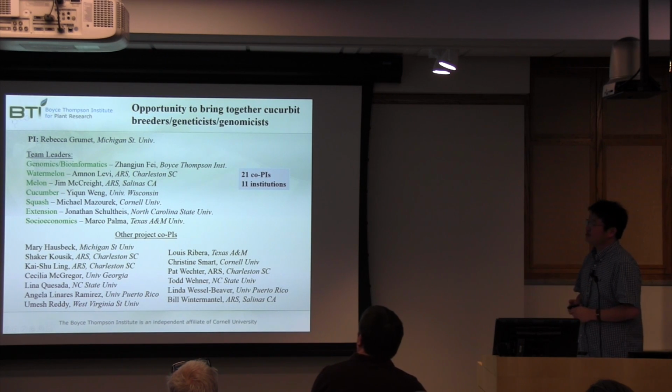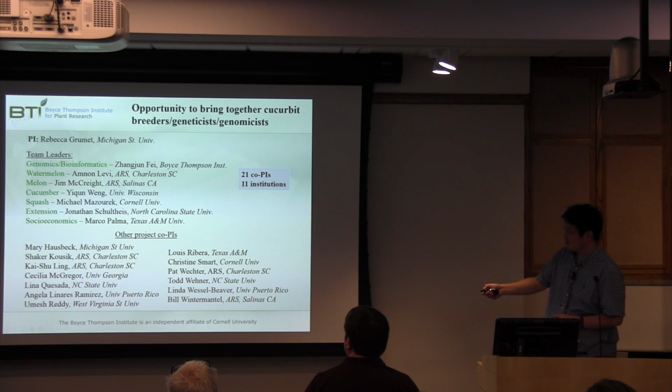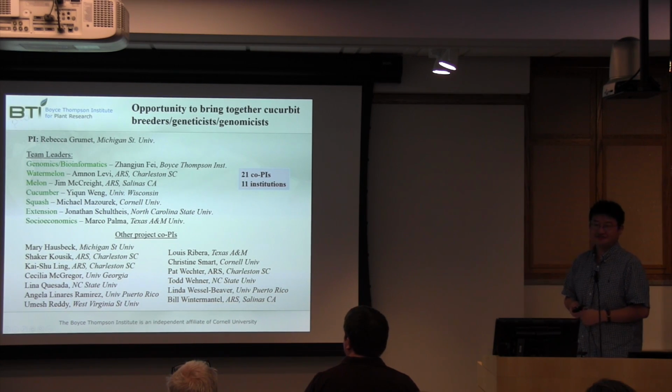Rebecca Grumet from Michigan State is the PI of the project, and we have 21 co-PIs from 11 institutions. I'm the leader of the genomics and bioinformatics team, and Michael Mazourek is from the plant breeding department. He is leading the squash team, and Christine Smart is also involved in this project.